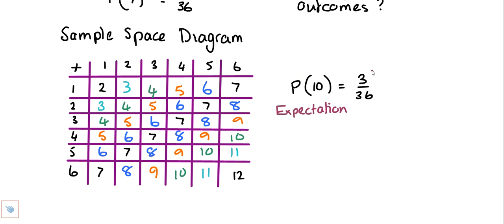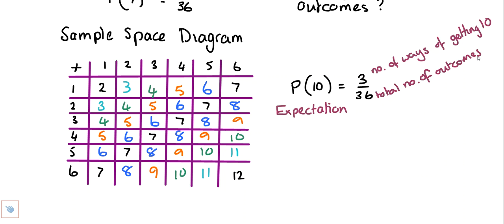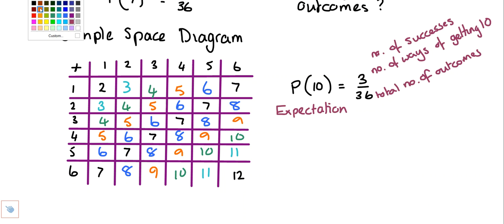Well, 3 at the moment is the number of ways of getting 10. And 36 is the total number of outcomes. Now another way of saying number of ways of getting 10 would be number of successes. So you might hear it said as successes, right? Out of the total number of outcomes. Right, but what does it mean as well? 3 out of 36. Anyone want to interpret that for us?